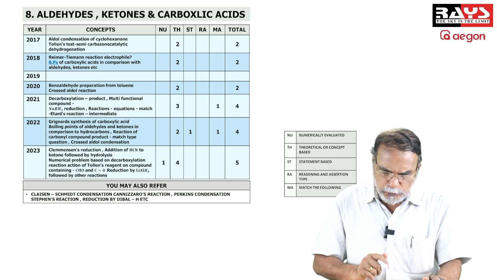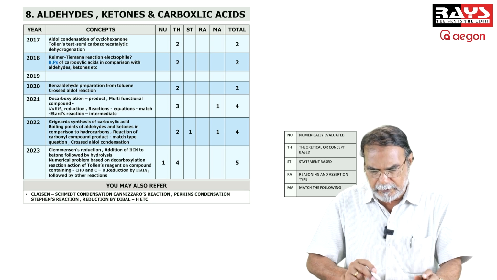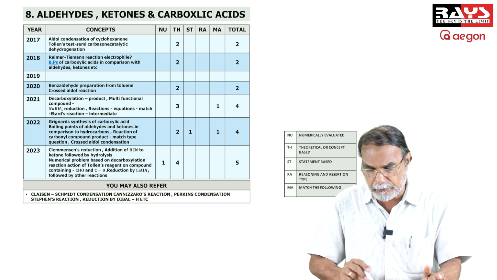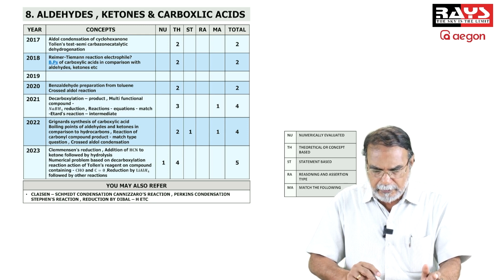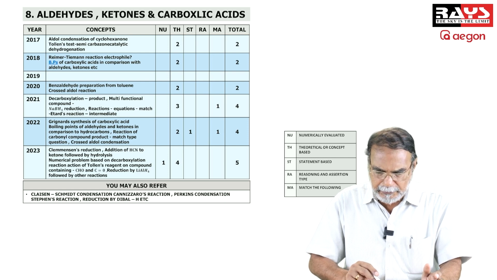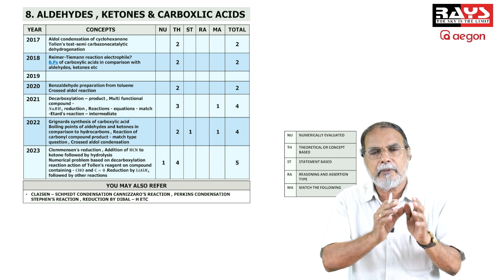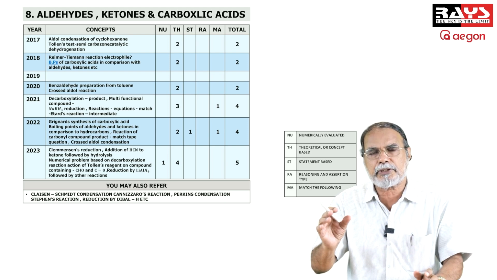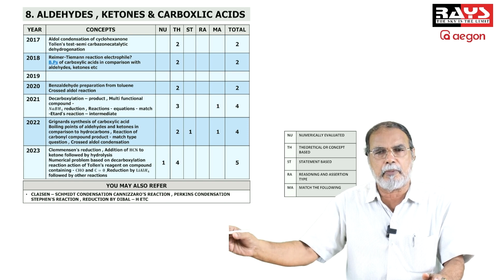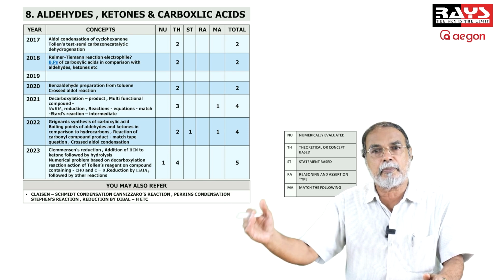And in 2023, there were questions on Clemmensen's reduction. There were 4 questions asked. One numerical question was there. I will come to that. Clemmensen's reduction, addition of hydrogen cyanide to a ketone followed by hydrolysis to get a hydroxy acid. And a numerical problem based on the decarboxylation reaction. So for example, a particular mass of the acid will be given, and during decarboxylation, what is the mass of the hydrocarbon formed, or what is the volume of the hydrocarbon formed at STP?